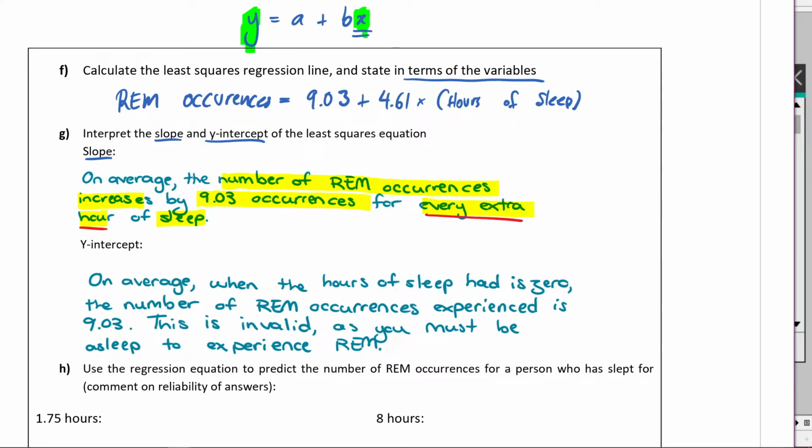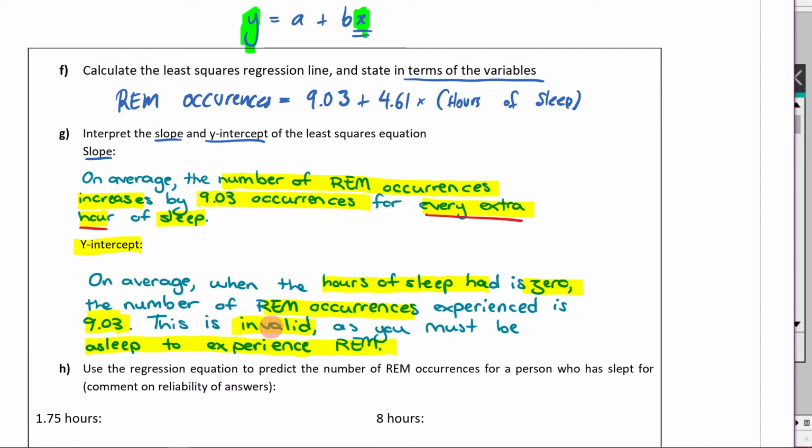On average, when the hours of sleep is 0, the number of REM occurrences experienced is 9.03. Now, this is invalid, as you must be asleep to experience REM. So this is one of the occurrences in which the y-intercept doesn't make any sense, because remember the y-intercept occurs when x is equal to 0, and in this case x is the hours of sleep. So it's saying if you are asleep for 0 hours, so in other words you're awake, how many REM occurrences are going to occur? Well, you can't have any REM occurrences because you can't be awake and experience REM. So this is an instance in which the y-intercept is invalid.